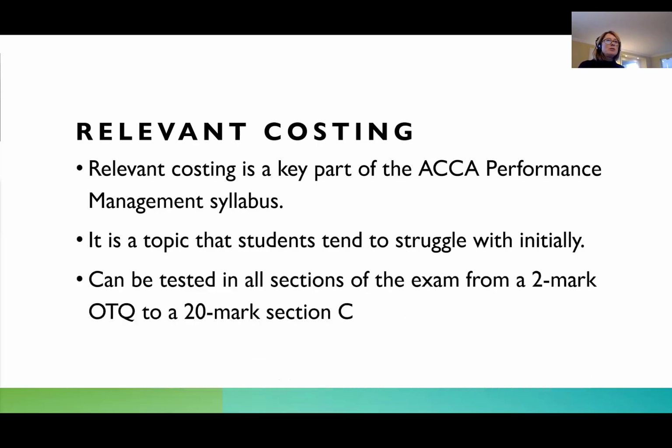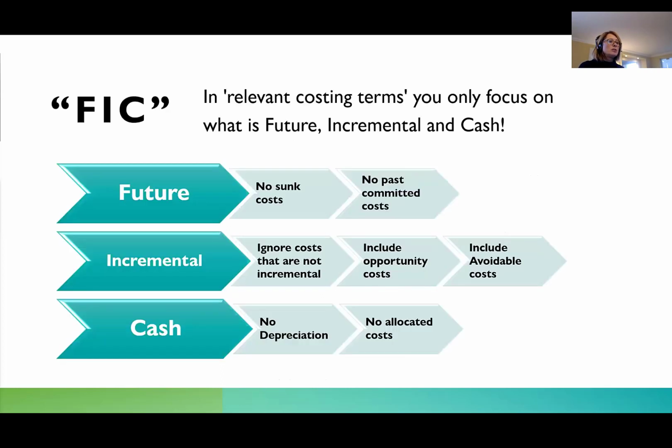So it can be tested in all sections of the exam, from a 2-mark OTQ to a 20-mark section C. So it's a pretty important topic for us to understand today. What is relevant costing? Well, it's all about future, incremental, and cash.